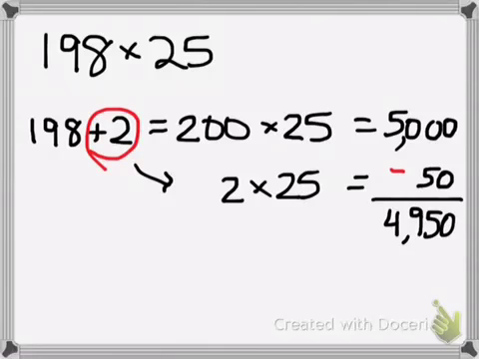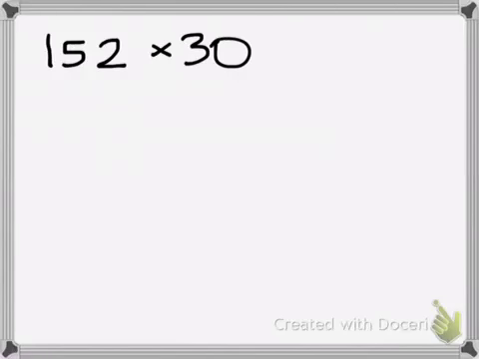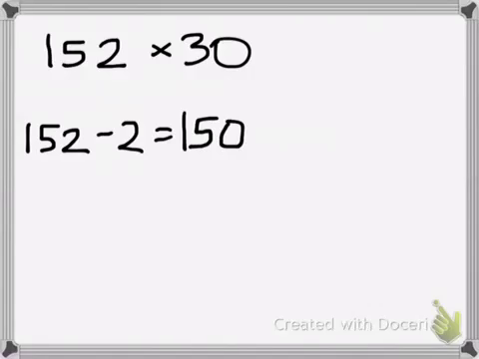And I'm going to show you a second example of compensation because this example was if I have to add to make my number a friendly number. Now I'm going to do an example of if I have to subtract. So if I have 152 times 30, I know 152 is really close to 150. So I'm going to take 152 and subtract 2 away, so that I'll have an easy benchmark number of 150. Okay, now remember, so now I use 150 instead of 152.